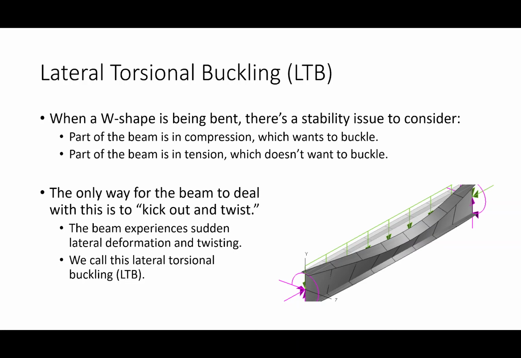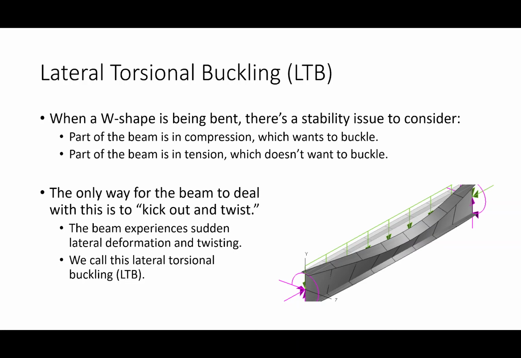Okay, so beams buckle. Why do they buckle? If I have a beam, let's say a W shape, and it's under a positive bending effect where the top's in compression and the bottom's in tension, that presents a stability problem. Because the top being in compression wants to buckle, but the part that's in tension doesn't want to buckle, and the beam doesn't really know what to do. It's got a hard time figuring out how it is going to resolve the fact that some of it wants to buckle and some of it doesn't.